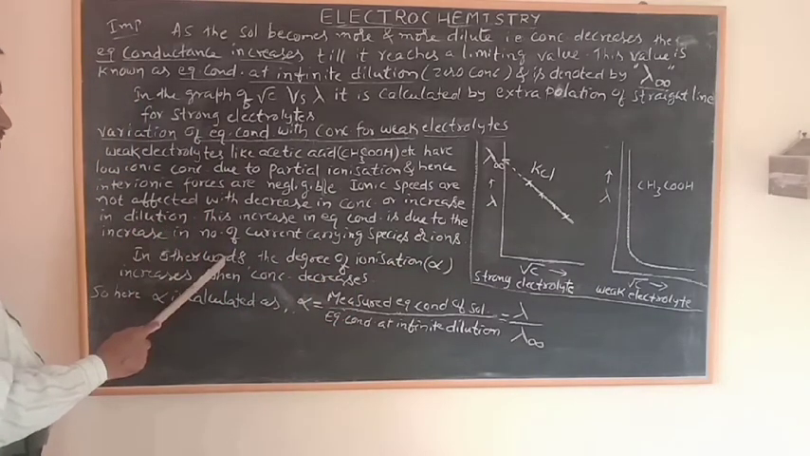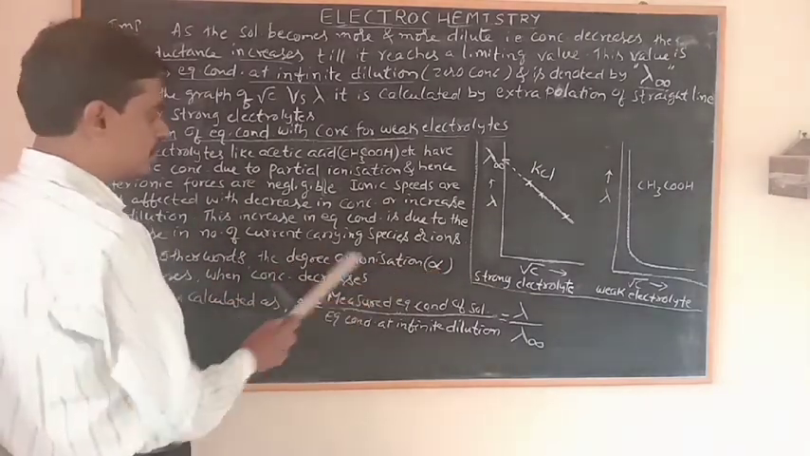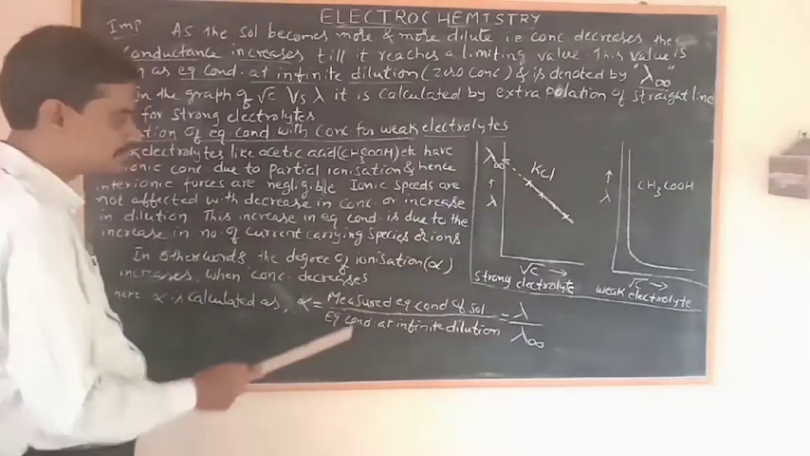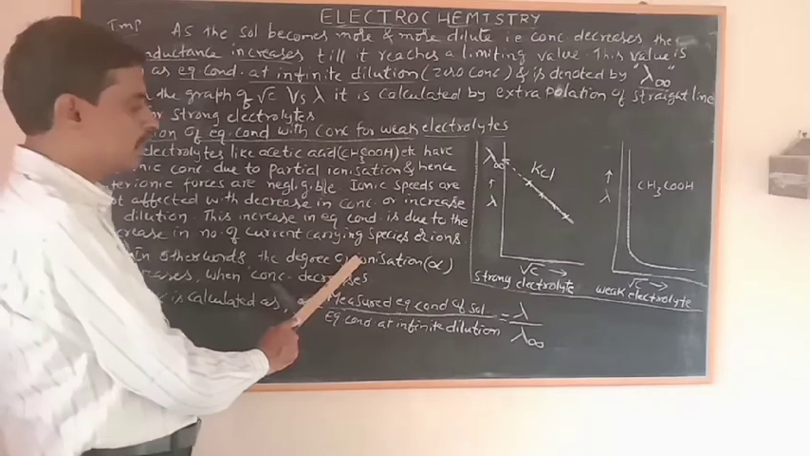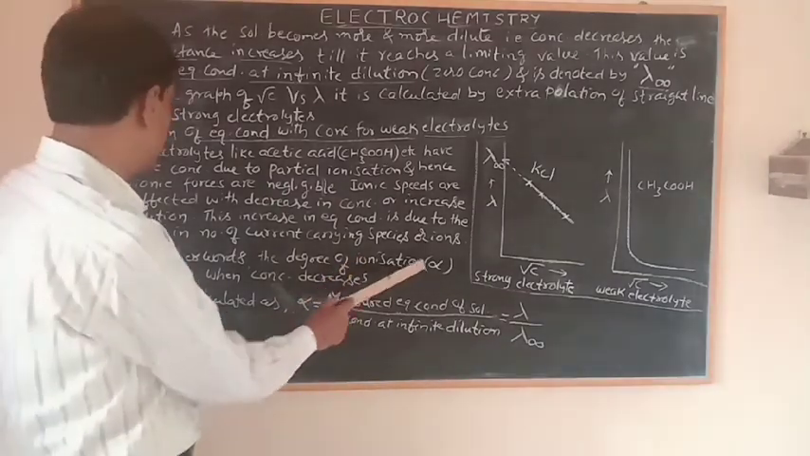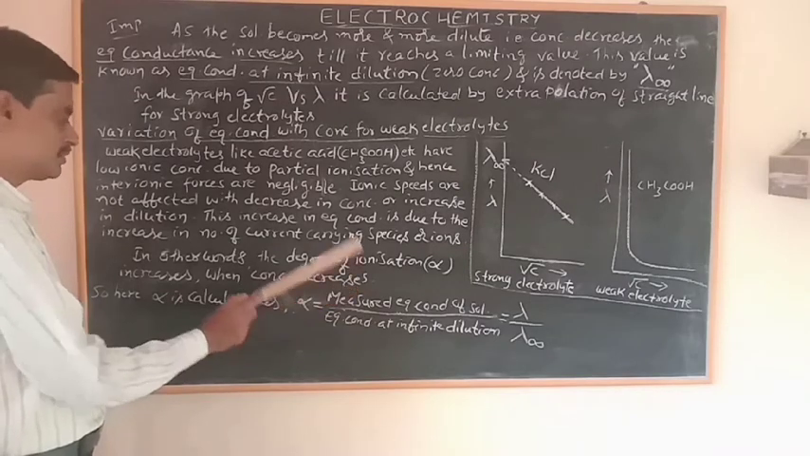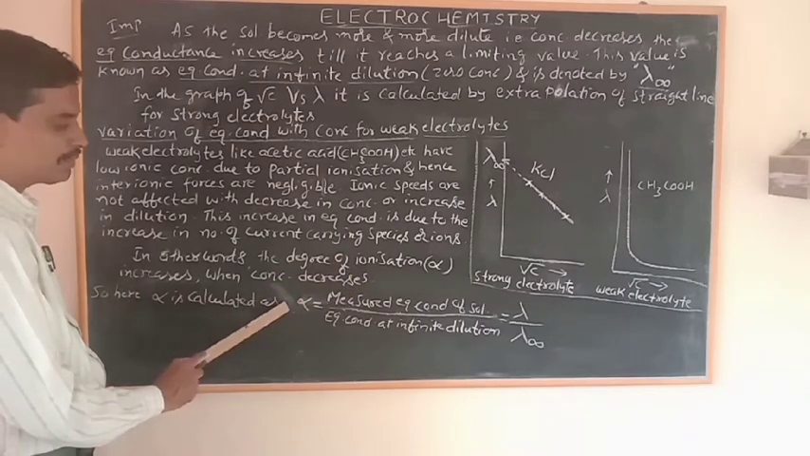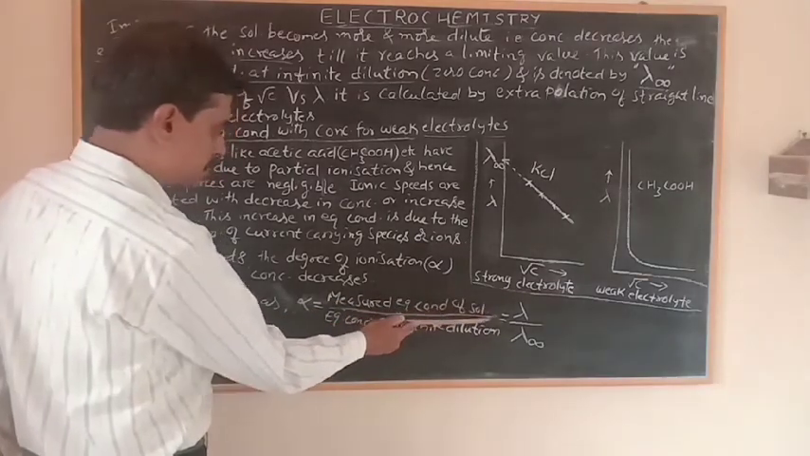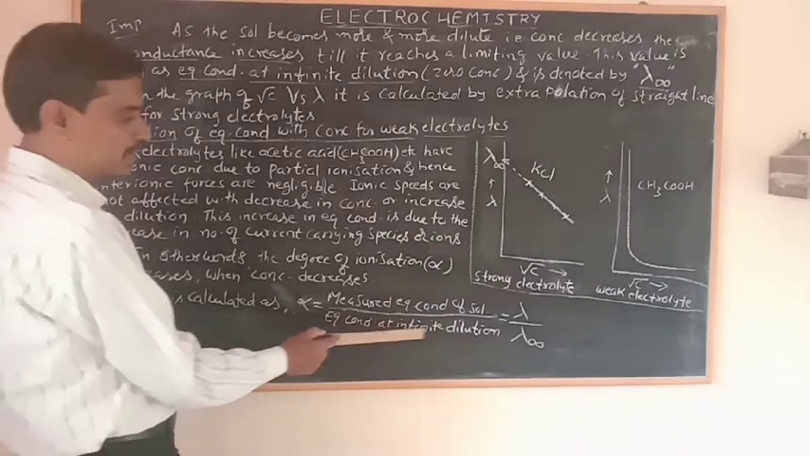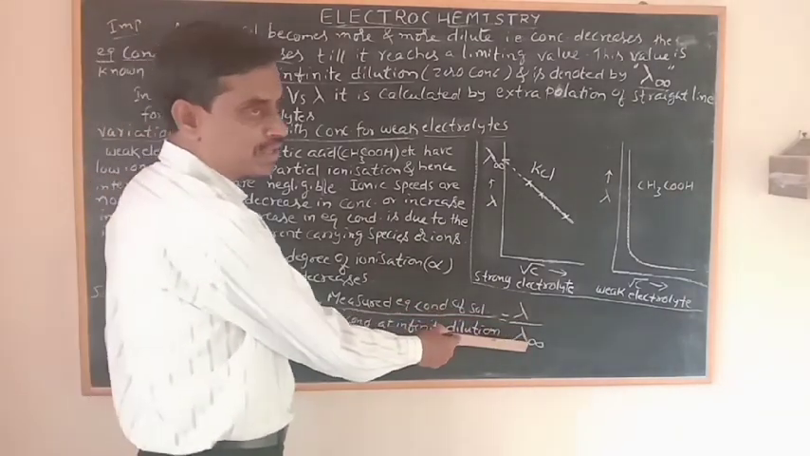In other words, you can say this in terms of another term, degree of ionization alpha. You know what this degree of ionization is? The fraction of the total electrolyte that ionizes at equilibrium. So this alpha increases with dilution. Here alpha is calculated using this formula. Alpha is equal to the measured equivalent conductance of the solution divided by the equivalent conductance at infinite dilution, or it is nothing but lambda divided by lambda infinity.